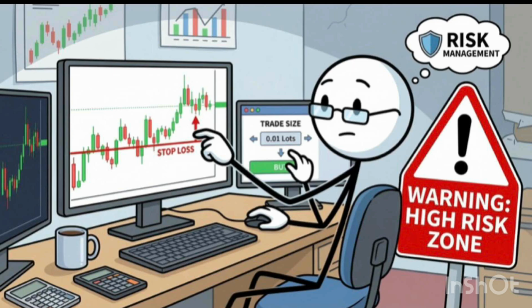Stay disciplined, manage your risk, and always remember, volatility is not the enemy of a trader. If understood properly, it can be one of the greatest opportunities in the market.